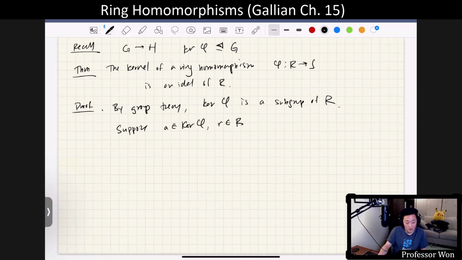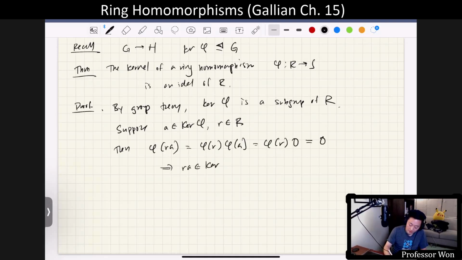How do you show that something's in the kernel? You apply phi and see if you get 0, right? So then what is phi of RA? Well, it's a ring homomorphism. That's phi of R times phi of A. But phi of A is 0 because A is in the kernel. And then we proved, like on the first day of class, that anything times 0 is 0. So that shows that RA is in the kernel of phi.